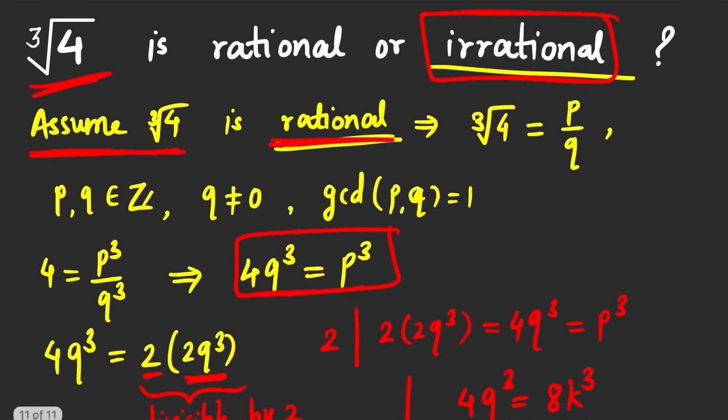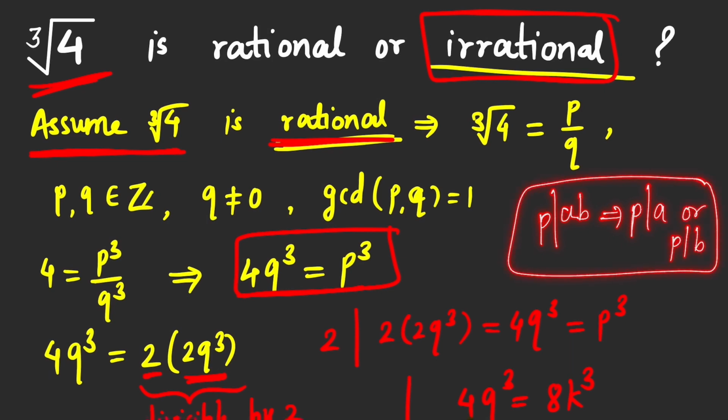Here we have used the important property of prime numbers, that is, if p is a prime and p divides ab, then p divides a or p divides b. This is the property of prime numbers that I have used in this theorem.